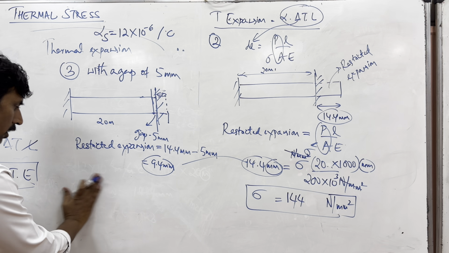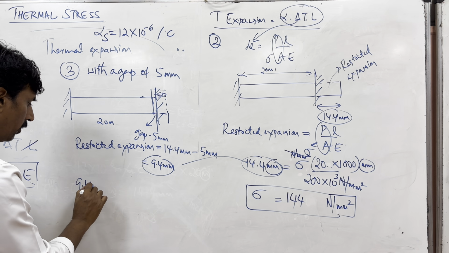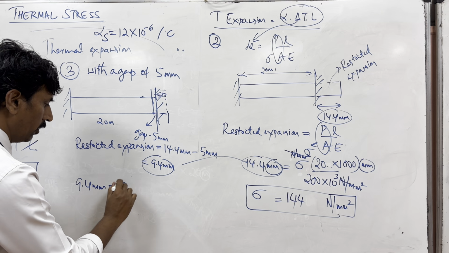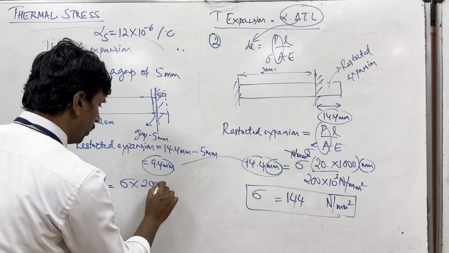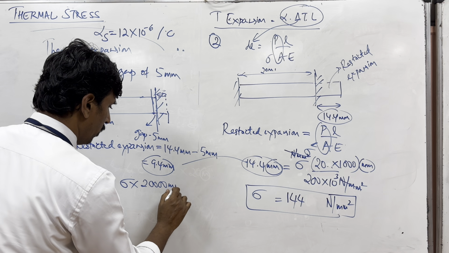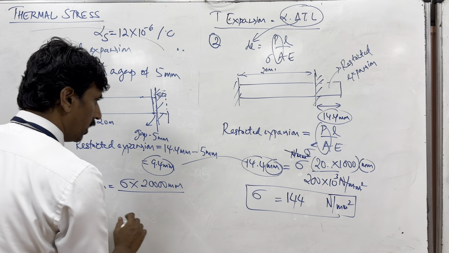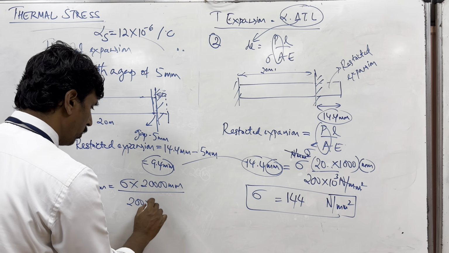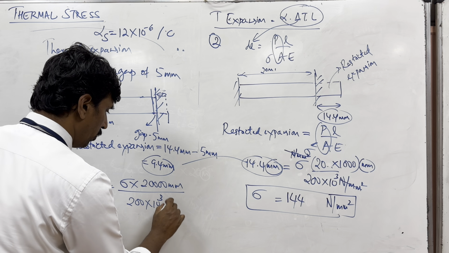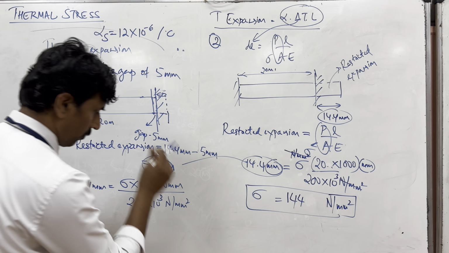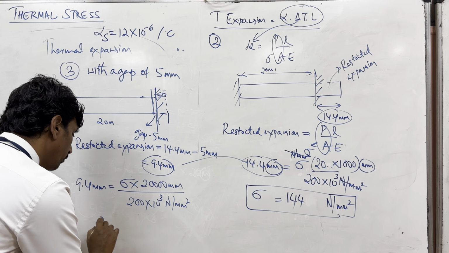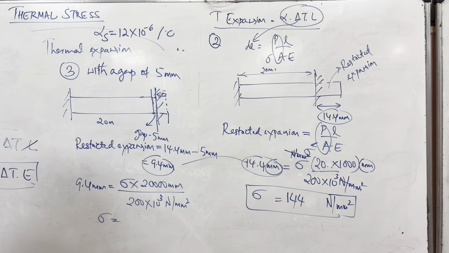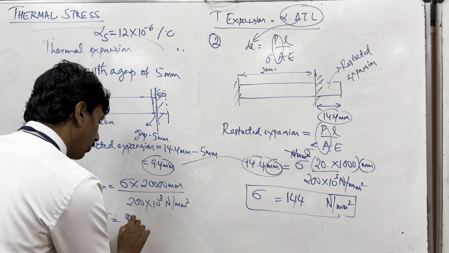So substitute this 9.4 here. Sigma equals delta times L by E. So L is 20,000 millimeters divided by Young's modulus. Young's modulus is 200 into 10 to the power of 3 Newton per mm square. So then I get sigma here. What is the answer now? 94. Definitely the stress will be less.